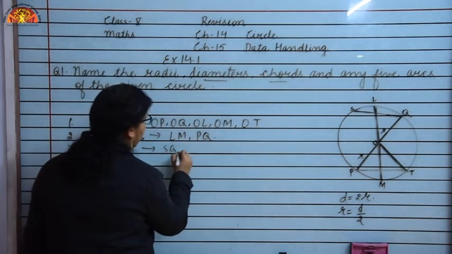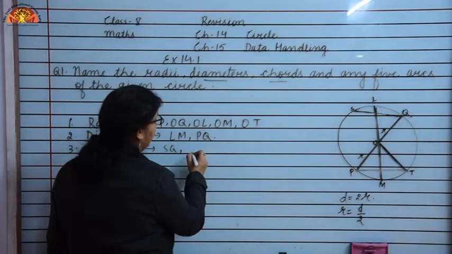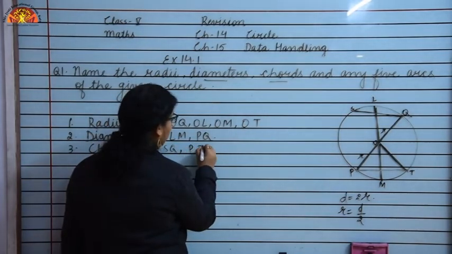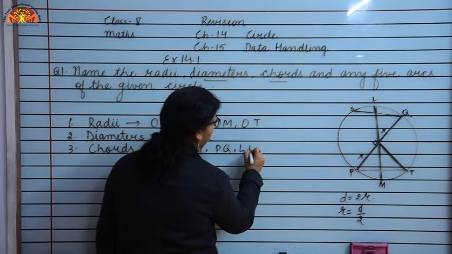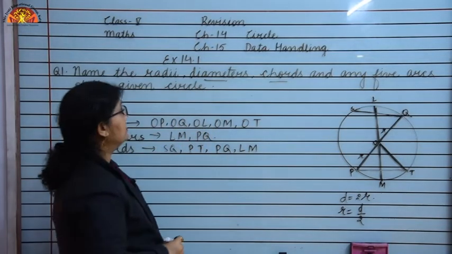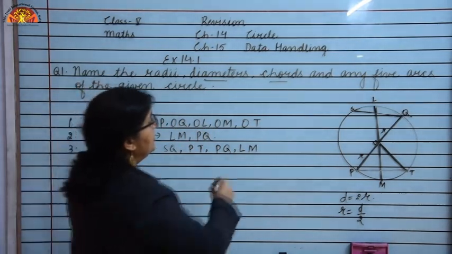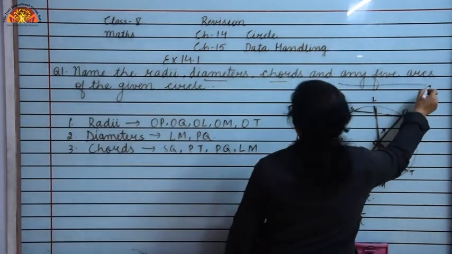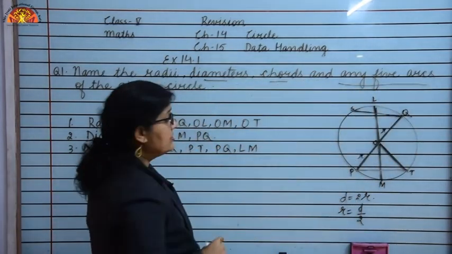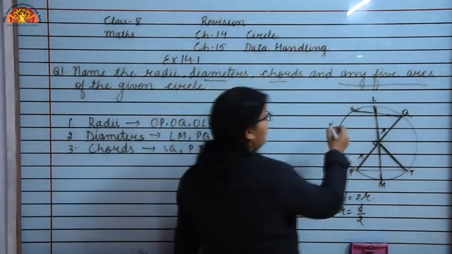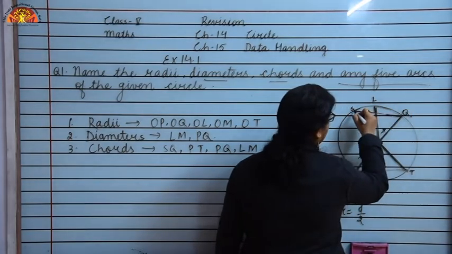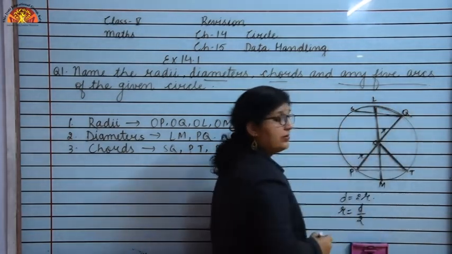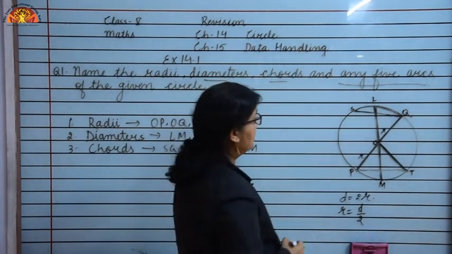So first we write SQ, then PT, PQ and LM are the chords of the circle. And next is any 5 arcs of the circle. A curved segment of the circle is called an arc of the circle.